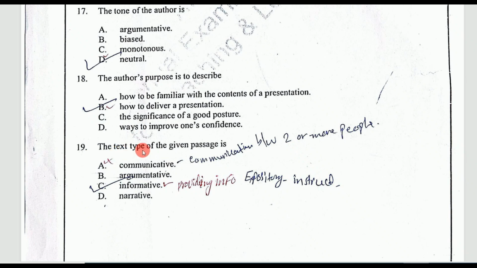The next question is the text type of the passage. Obviously it is informative. It's an expository text and it's providing us instruction on how to deliver a presentation. It's a kind of expository essay, right? And it's not communicative, because communication takes place between two or more people. Here we don't see two or more people communicating with each other. Some of you might get confused between informative and communicative. That's why I have marked it, right?